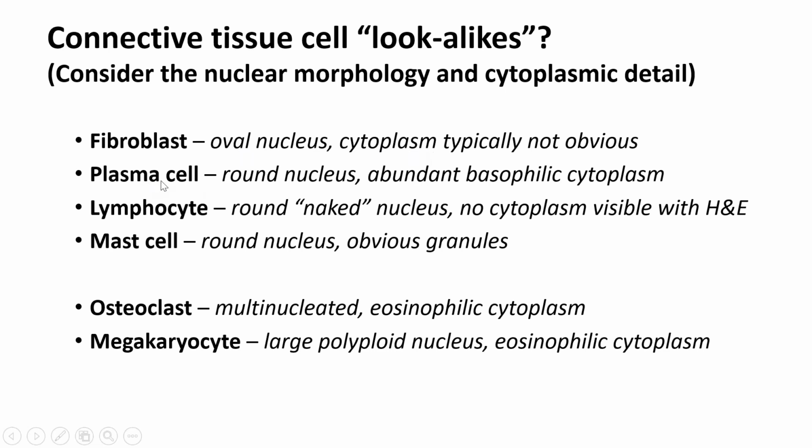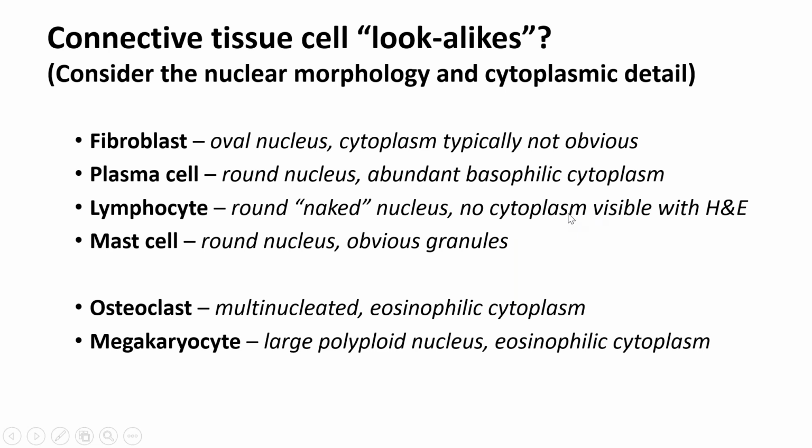The plasma cell, which is going to have a round nucleus, has abundant basophilic cytoplasm. That's going to be really obvious. This cell is busy making antibodies, so it's going to have a lot of rough endoplasmic reticulum. The fibroblast is going to be making all the extracellular matrix that we're going to see in the general connective tissue. The lymphocyte, which is an immune cell, in section is going to basically look like a round, naked nucleus. No visible cytoplasm with H&E.